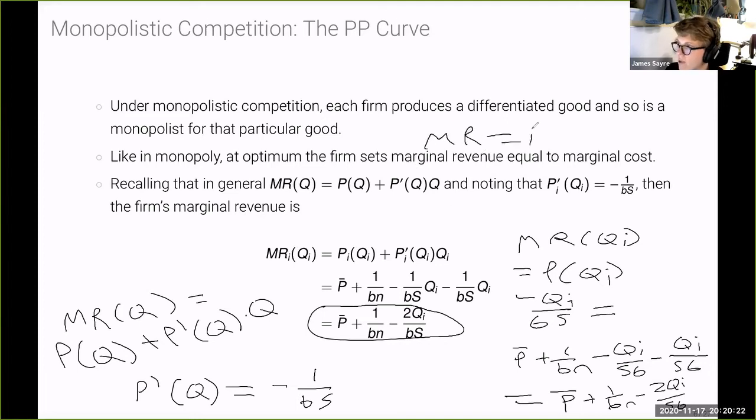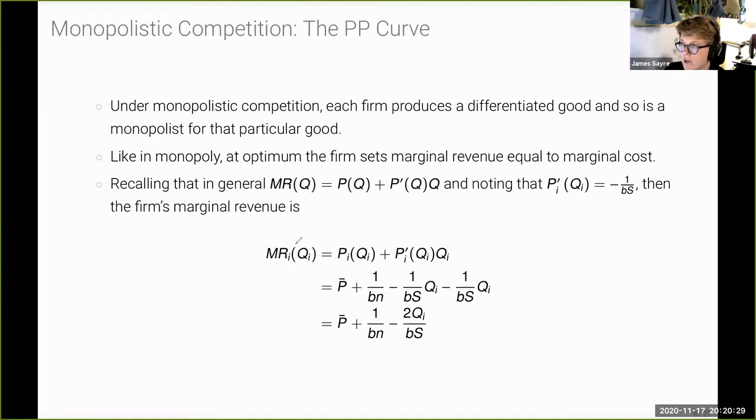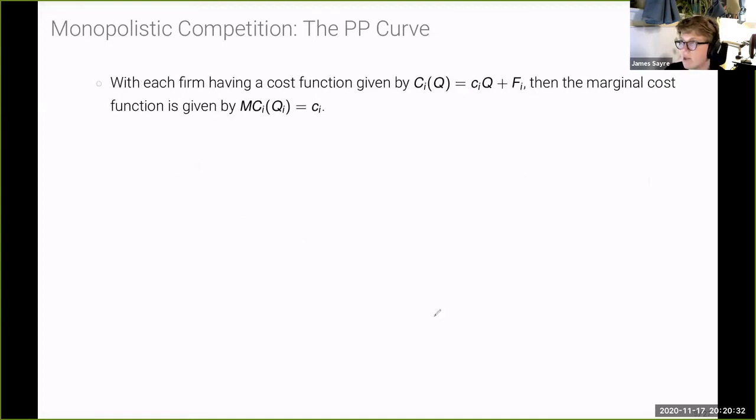Okay, so that's the first part that we need to know when we want to use this rule that marginal revenue is equal to marginal cost. As you can hopefully see, the next term that we need to figure out is what our marginal cost is going to be. As I said, each firm has a cost function Ci of Q, which is equal to small ci, the marginal cost, times the quantity Q, plus the fixed cost Fi. And so the easy way to see this is that the marginal cost is just the little ci, or the term in front of Qi.